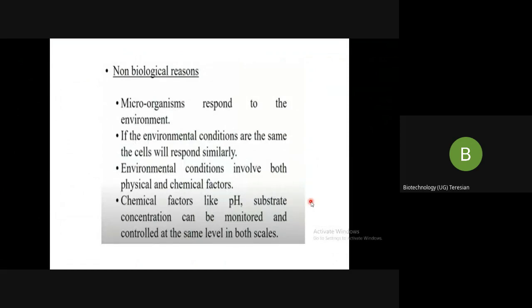Welcome back, students. In the scaling up, the first part of the section, you studied why we are scaling up the reactions using bioreactors and what the different types of scaling are, that is from the laboratory to pilot scale to the industrial scale. And we also saw how the biological reasons are important for the scaling up. In today's section, we shall deal with the non-biological reasons.